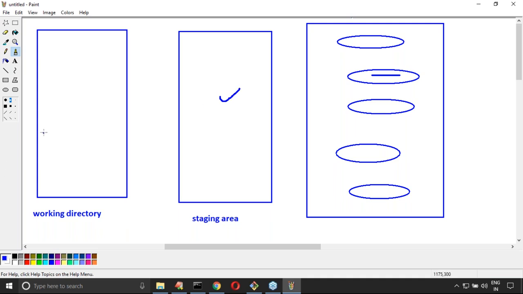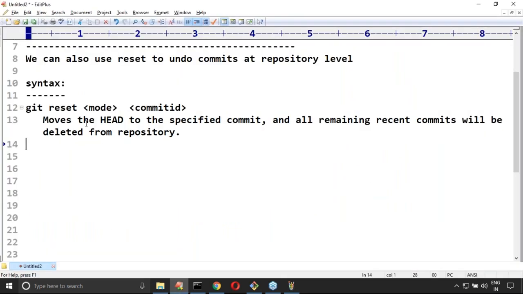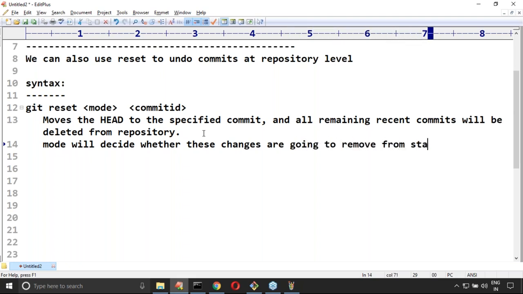Do you want to delete these copies also? Do you want to delete the corresponding files in the staging area and working directory also? If you want, who is going to decide, sir? This mode itself is responsible for deciding that. Are you getting the point, right? The mode will decide whether these changes are going to be removed from the staging area or not, and next, from the working directory or not.